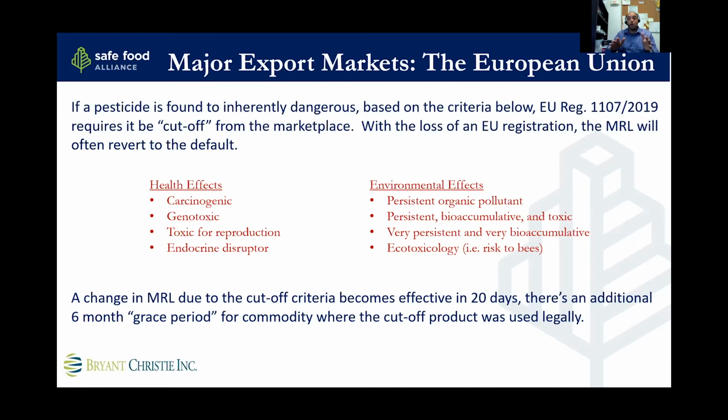Although if you can show that the product was applied back when that residue was legal, you get a 6-month grace period, which may be fine for a fresh commodity, but maybe tree nuts, grain, something that's been sitting in a silo for a while, wine, if you've got that 5-year-old Cabernet, again, when everything was applied when it was legal, but now it's been cut off, what do you do?